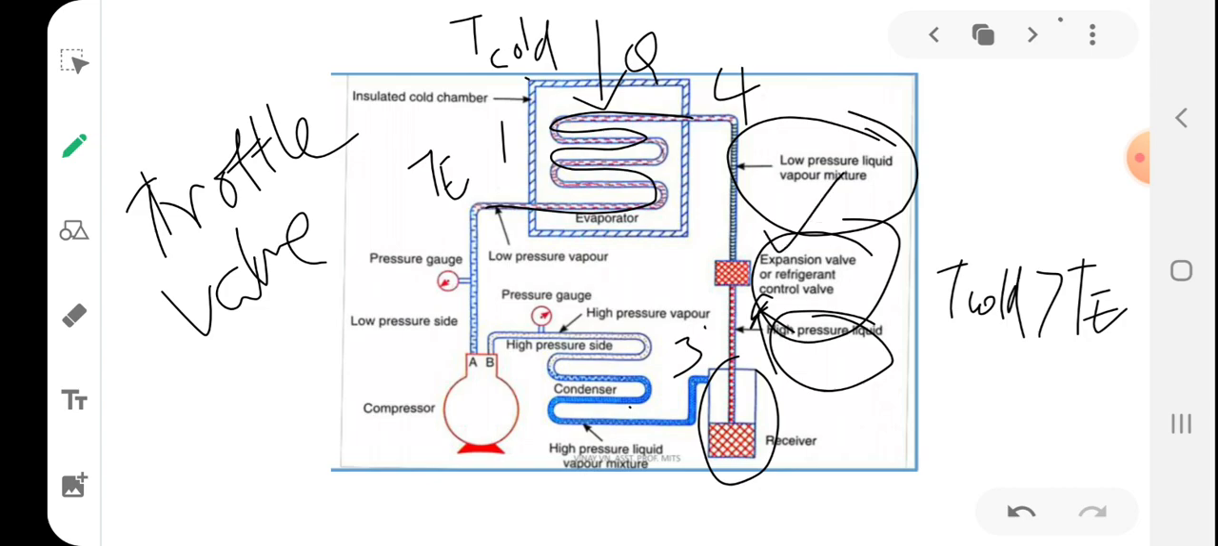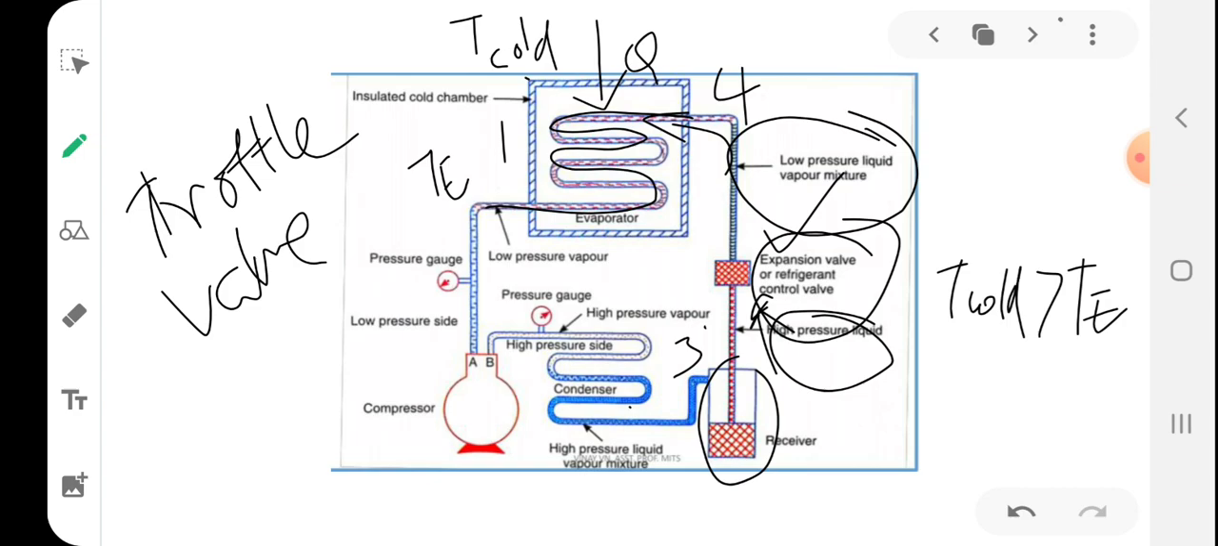The expansion valve reduces temperature and pressure also. Since pressure is reduced, naturally the refrigerant gets sucked into the evaporator. The motion continues. The pressure difference makes the refrigerant flow. The refrigerant will flow only if there is a pressure difference.